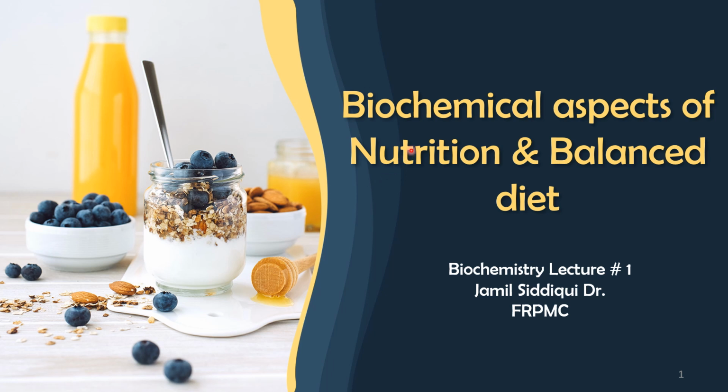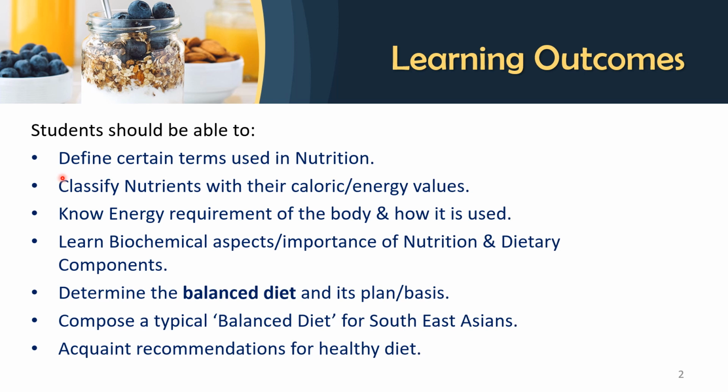Let's start with the biochemical aspects of nutrition and balanced diet. Learning outcomes are definitions of certain terms, classification of nutrients with their caloric or energy yields. We'll go for the energy requirement of the body and how that energy is used in our body, biochemical aspects and importance of nutrition will be discussed. We will determine the balanced diet and compose a typical balanced diet. We will also go for the recommendations for healthy diet.